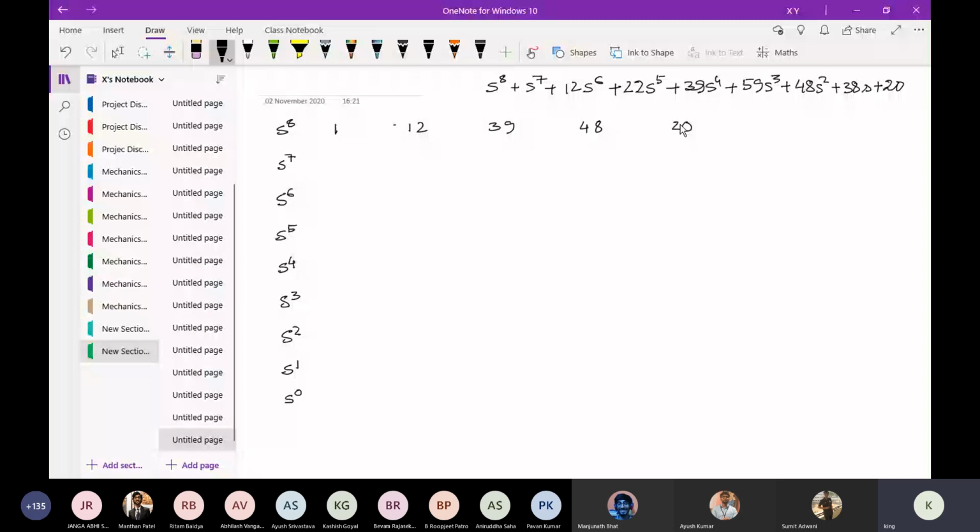Then 1, 22, 59, 38, 0. And so I'll be getting minus 10. This is what you will be getting after solving.